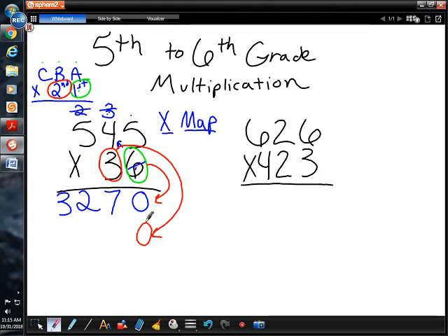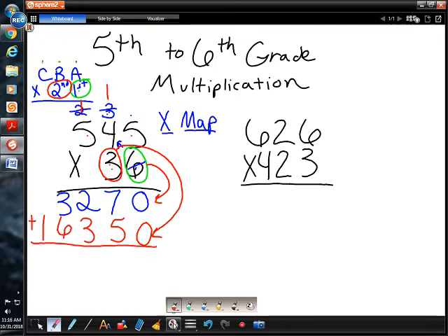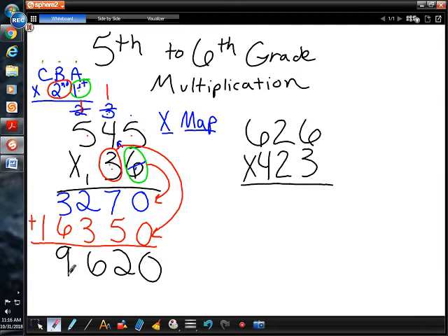So we now come back to our 3, and we still go A, B, C. So 3 times 5 is 15. 3 times 4 is 12, plus 1 is 13. 3 times 5 is 15, plus the 1 is 16. And then we add to get our answer. And that will give us 19,620.